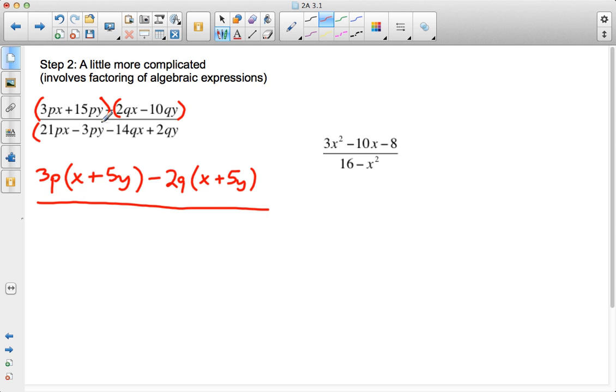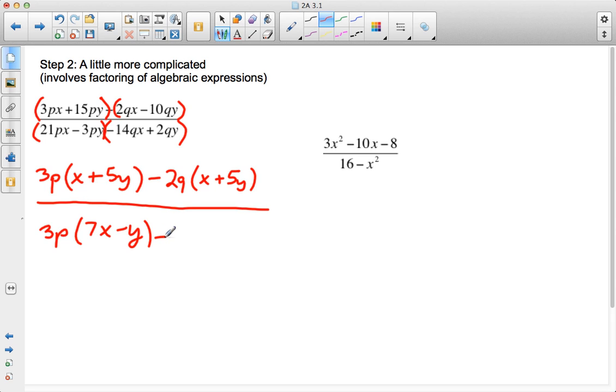I have 21px minus 3py. I can factor out a common term of 3p, and I'm left with 7x minus y. Now I look at this next term, I have a negative 14qx and a positive 2qy. What I want to do is try and get it to match up with 7x minus y.